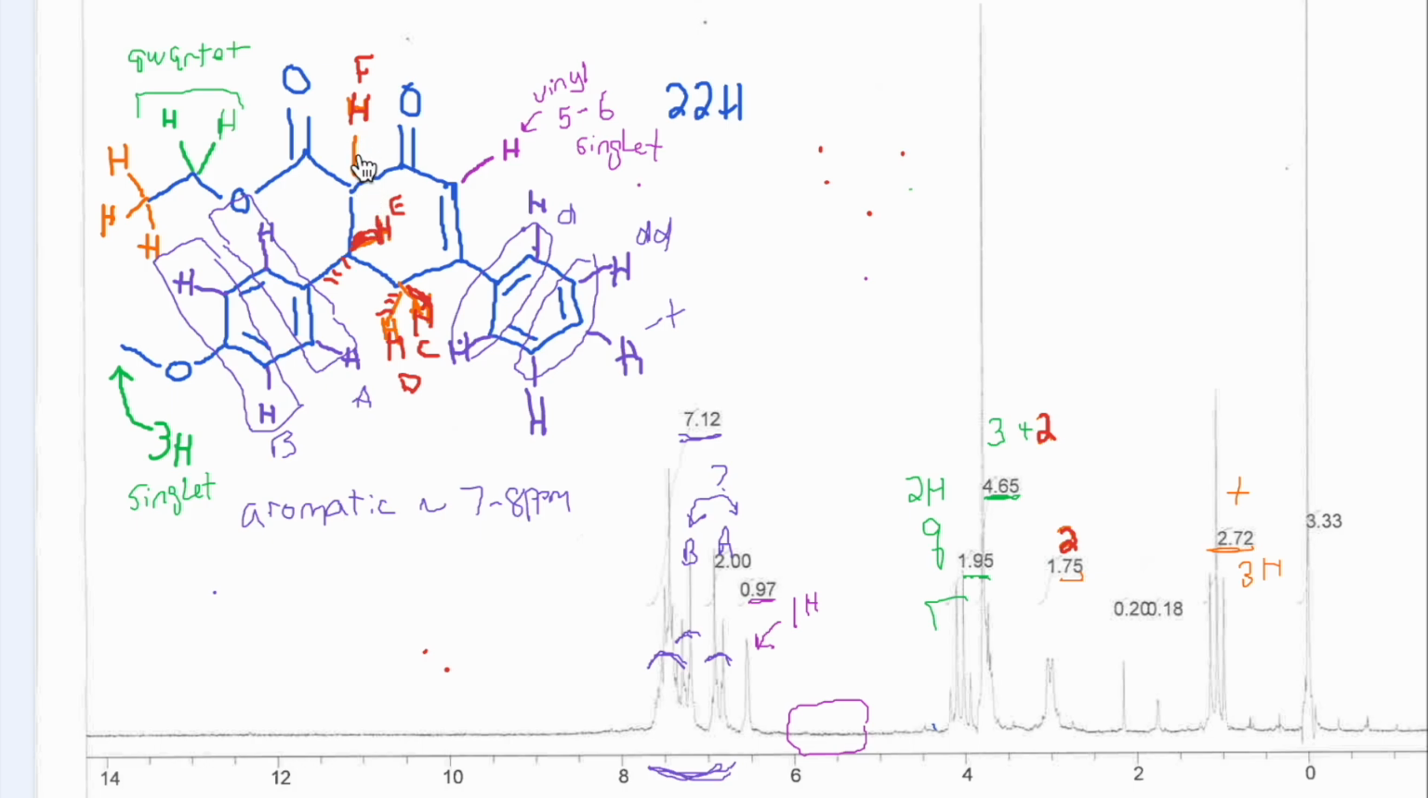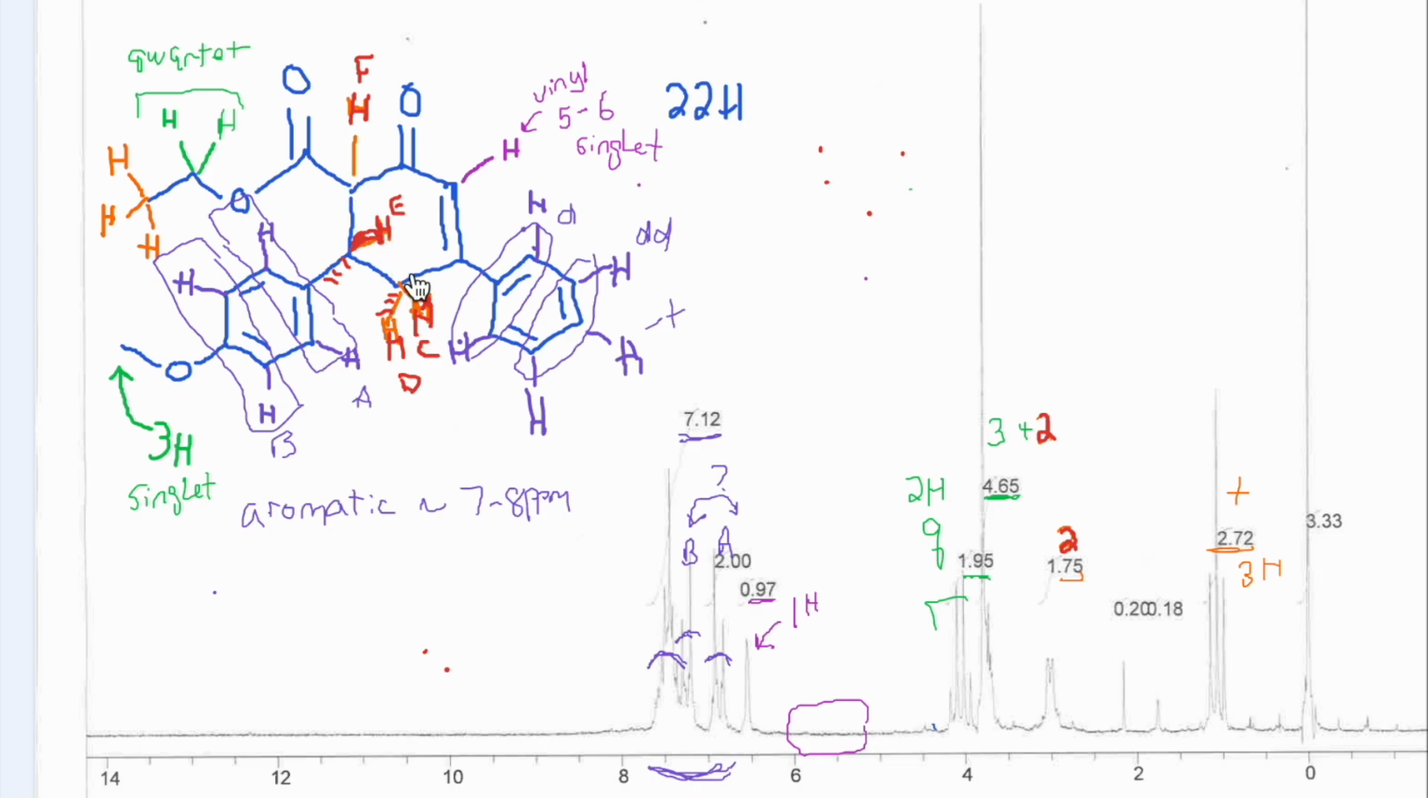Hydrogen E has 1, 2, 3 neighbors that are all different environments. So it's a doublet of doublets. So each one of these neighbors is different. It's like in a different house. So we don't have a house with the same neighbor, same house with 2 neighbors. We have 2 different neighbors. So it's like this E is living next to 3 different neighbors, and each of those neighbors is splitting it into a doublet. And so it's going to be kind of a complex multiplet, a doublet of doublets. F should be just a doublet.